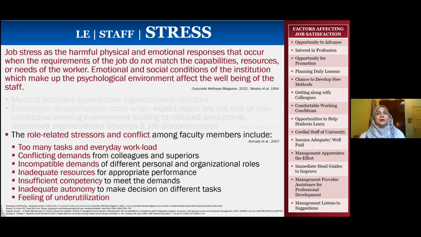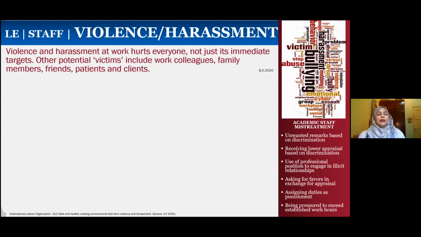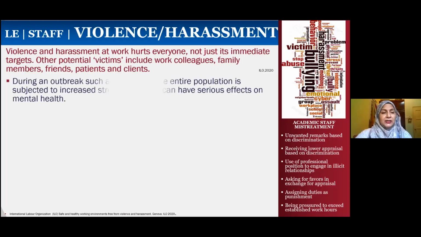Those who are not given work are also stressed, because they are not given much work to do. Staff violence and harassment, again, is, for example, the subject of one study which was conducted on the harassment and violence which occurs in relation to COVID. Violence and harassment at work hurts everyone, not just its immediate targets. Other potential victims include work colleagues, family members, friends, patients, and clients.